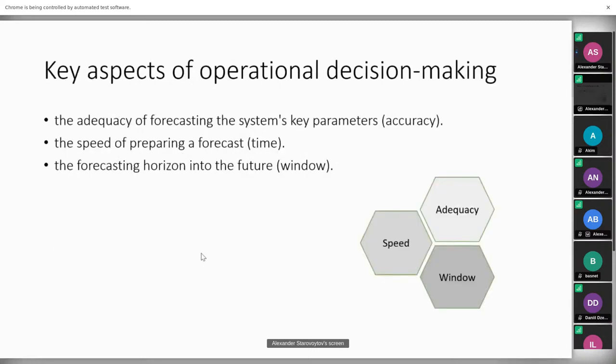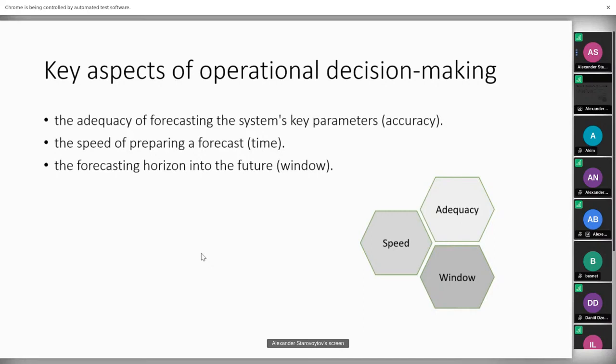Let's talk about a key important aspect of operational decision making. To ensure effective decision making and operational management, it's essential to focus on the adequacy of forecasting the system's key parameters. And it's important to consider the speed of preparing the forecast and the forecasting horizon into the future.